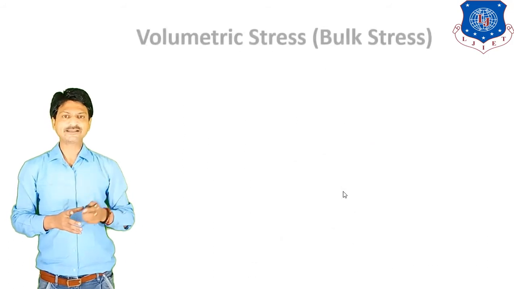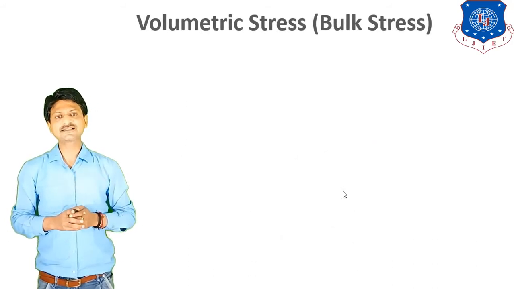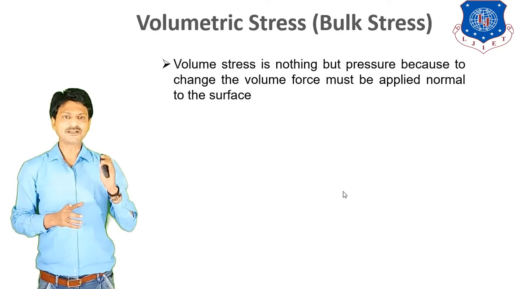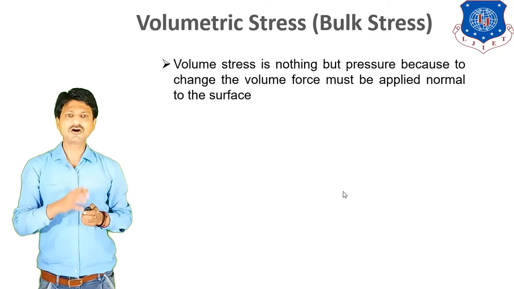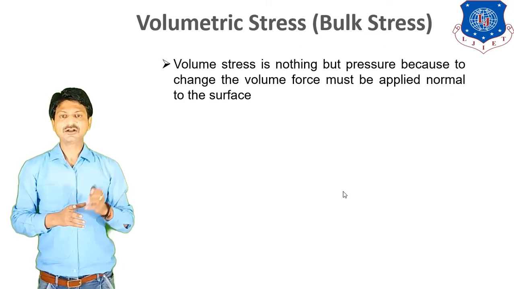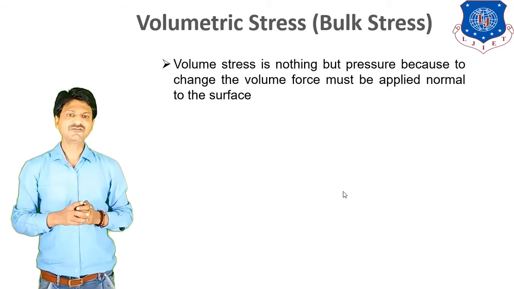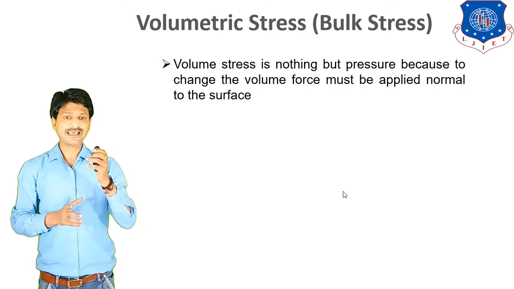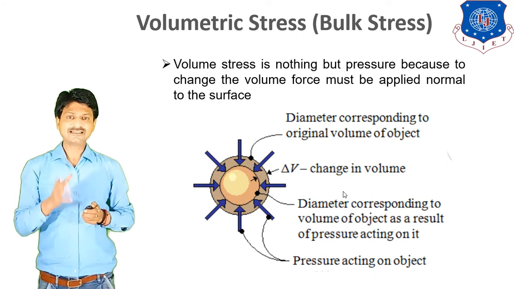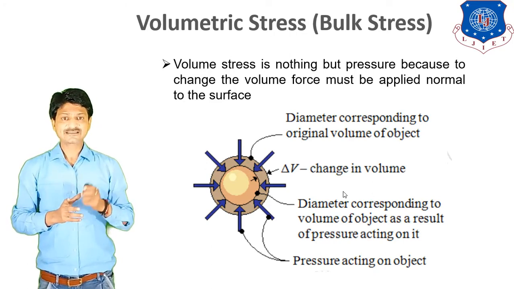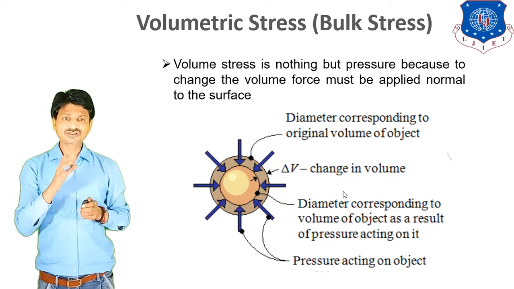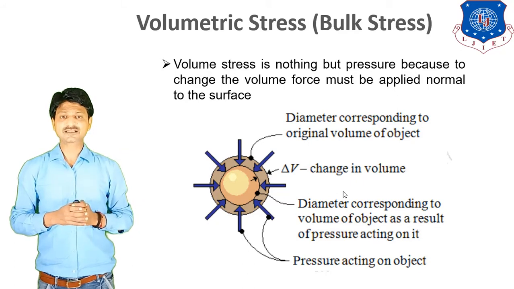Now volumetric stress, it is also known as bulk stress. So volume stress is nothing but pressure, because to change the volume, force must be applied normal to the surface. Here we are dealing with the change in volume. In the previous stress, in longitudinal stress, the length will change. But here in the case of volumetric stress, the change in volume occurs. So we have to apply the force normal to the surface.